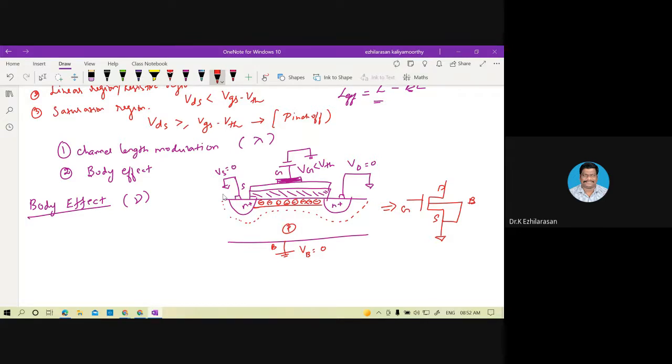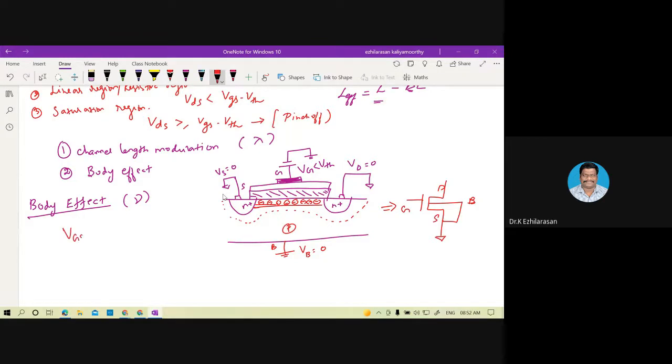Then what will happen if the bulk voltage of NMOS drops below the source voltage? What is the meaning of that? What will happen if your bulk voltage goes more and more negative? Always, the bulk must be at the lower potential or the bulk must be zero. But what happens when VB is less than 0? It is very simple.